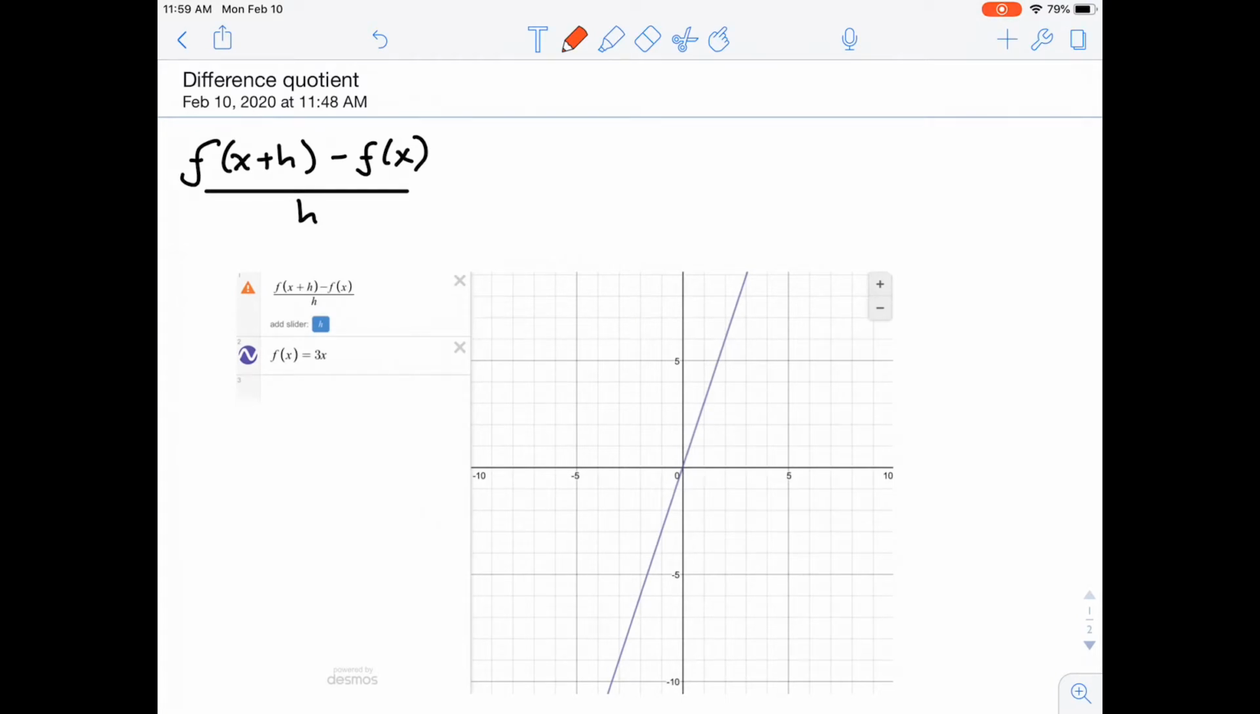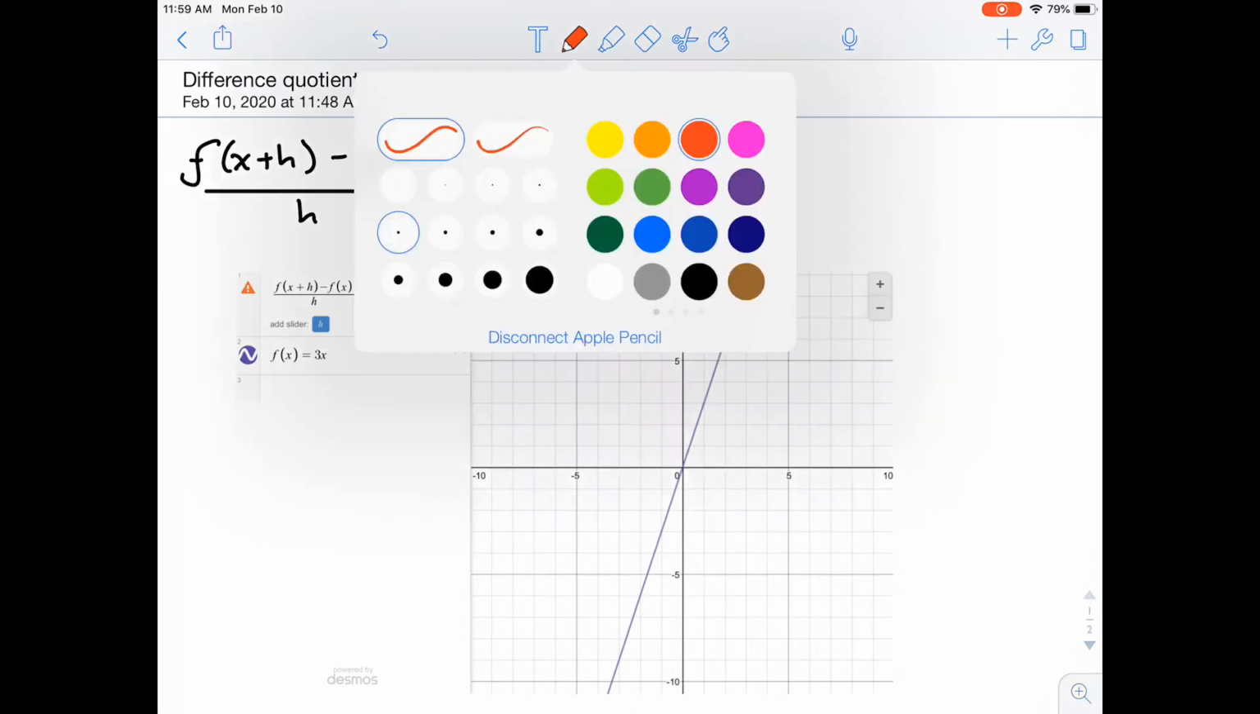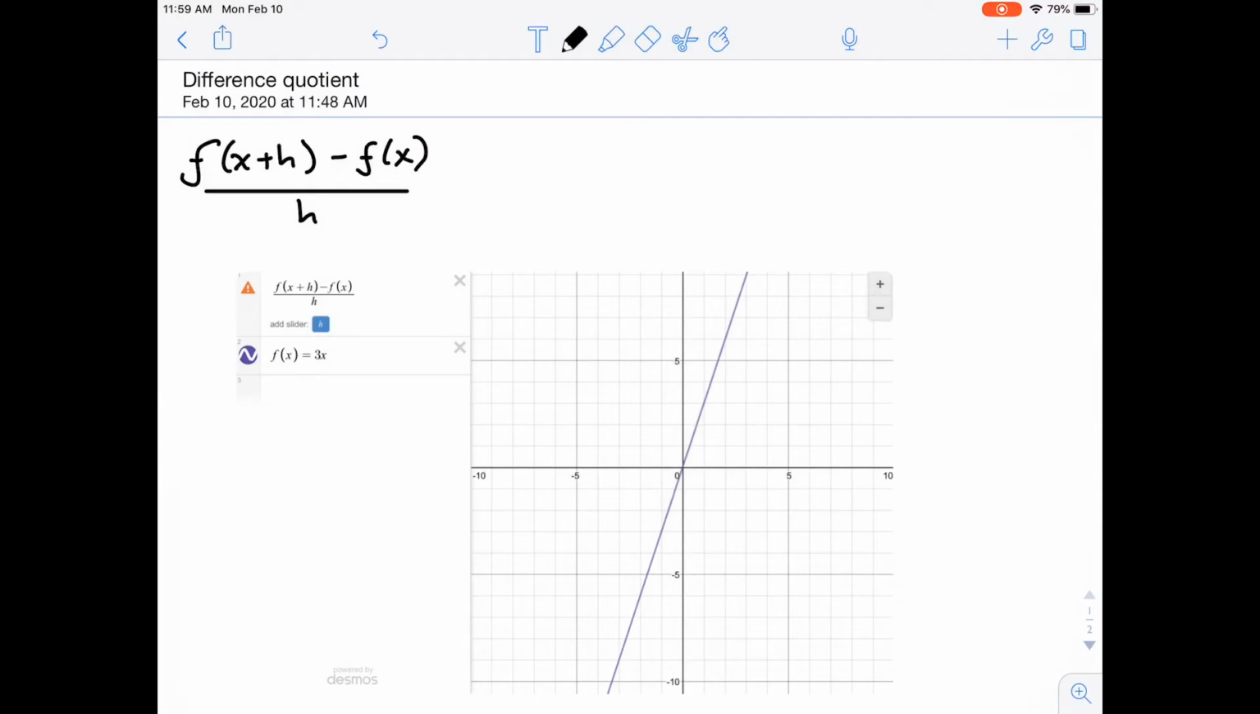If you look at the graph of f of x equals 3x, you see that I've graphed it there in purple. I'm going to have us look at two points here. At x equals 1, we get the y value of 3. And then at x equals 4, if we were to go further up here, we would get the value of 12, since this is y equals 3x.